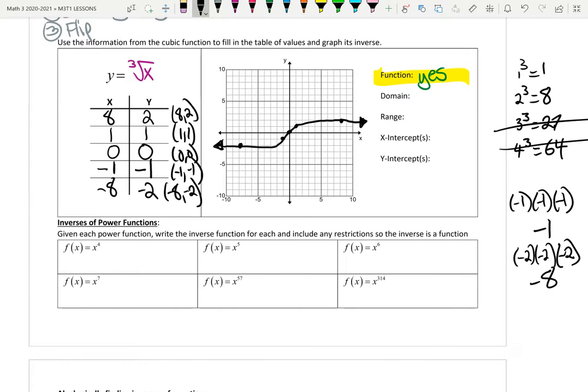Voila. Notice it does indeed pass the vertical line test. For my domain, notice how all of my numbers are included, negative infinity to positive infinity. My range, all of the negatives are included and my positives are included. They're going to constantly, slowly get lower and lower and lower and higher and higher and higher. My x-intercept is still at (0, 0), and my y-intercept is at (0, 0).